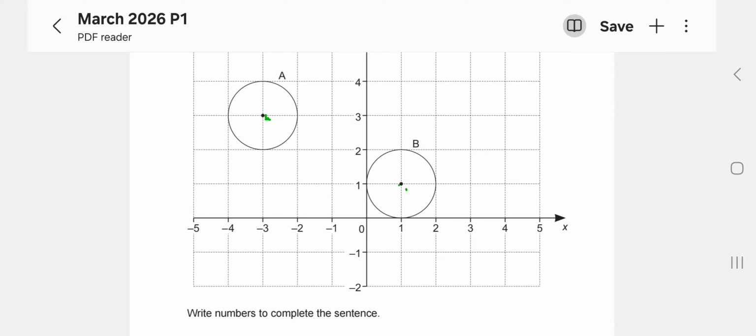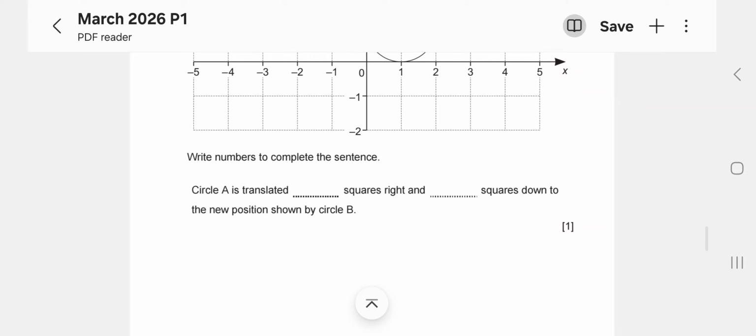So let's go. How many steps down? 1, 2, 2 down, and then going right, 1, 2, 3, 4. 4 right. So it will be 4 right, 2 down.